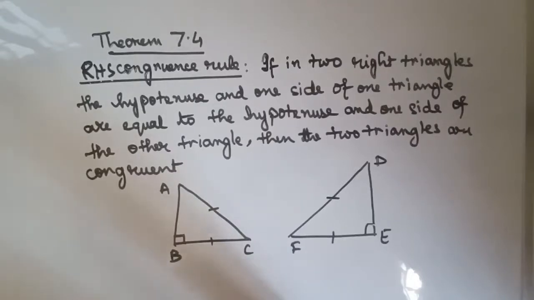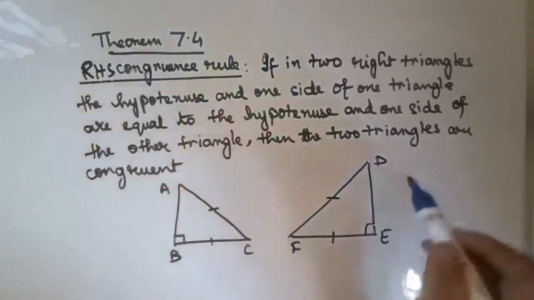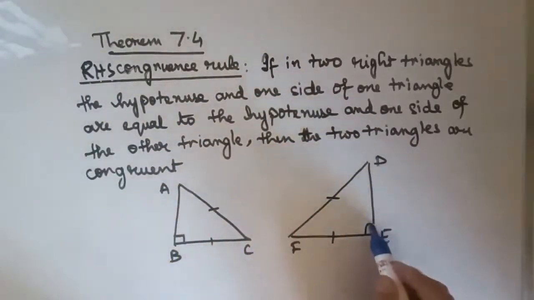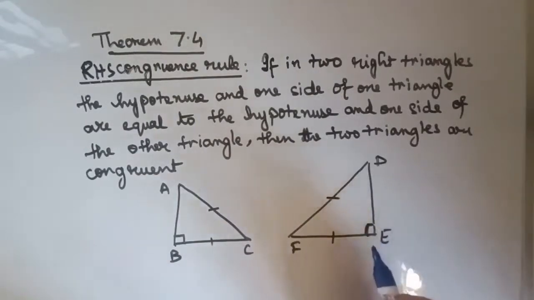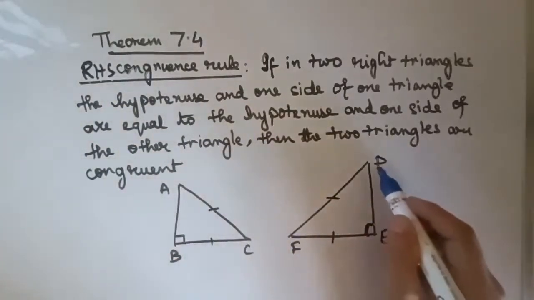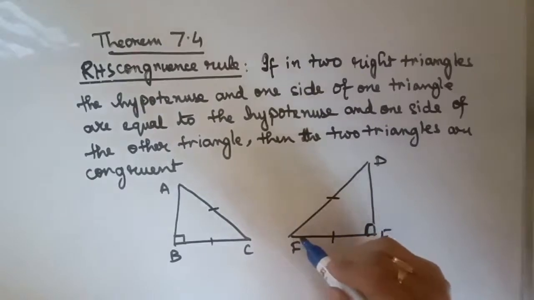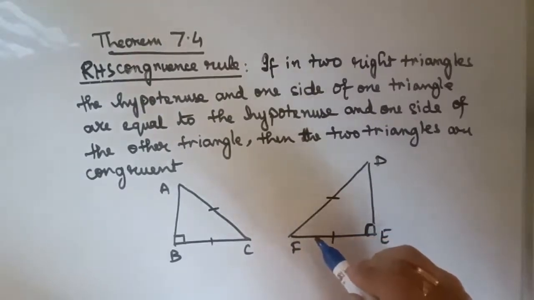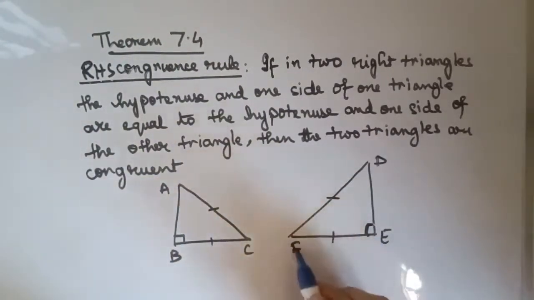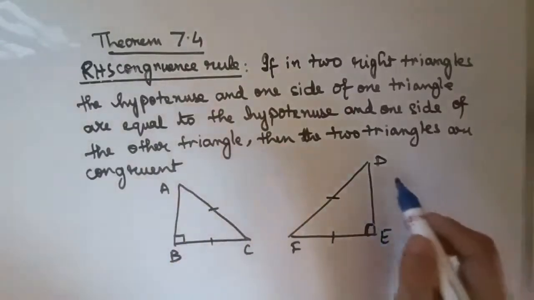So according to this congruence rule, for example, in right triangle ABC and right triangle DEF, right angle at B and right angle at E, the hypotenuse AC is equal to the hypotenuse DF, and one side of the triangle, that is side BC, is equal to side EF, then these two triangles are congruent to each other. That is, triangle ABC is congruent to triangle DEF.